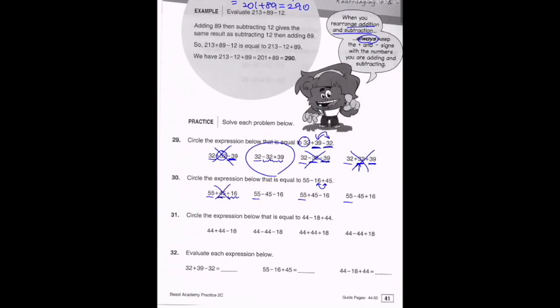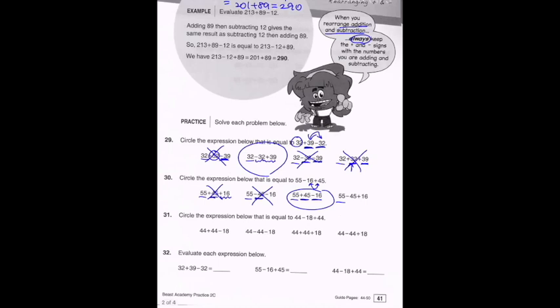For the next one, we're subtracting 45 when we should be adding 45, so we automatically know that this option is going to be incorrect. Then for the third option, we're adding 45 and we're subtracting 16, so that's going to be correct. And for the last one, it's going to be incorrect because we're subtracting 45 when in the actual expression, we're supposed to add 45.